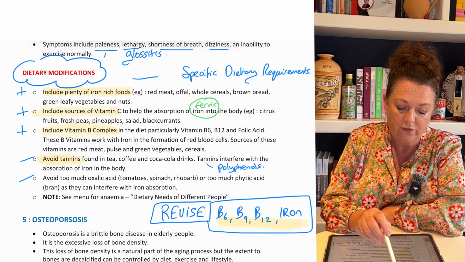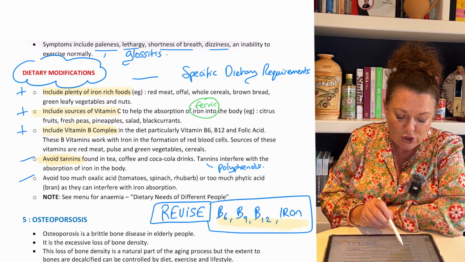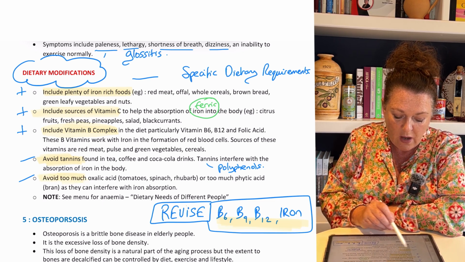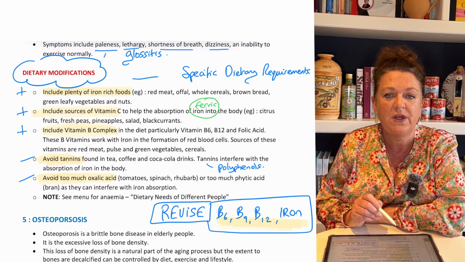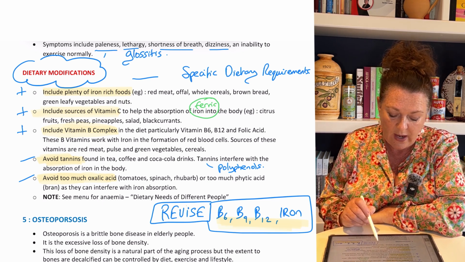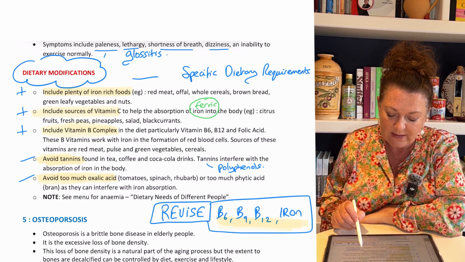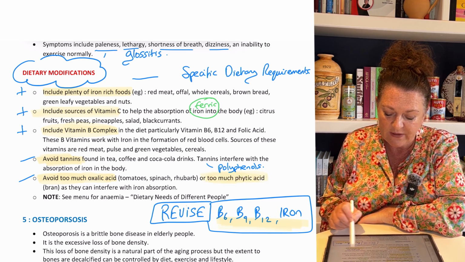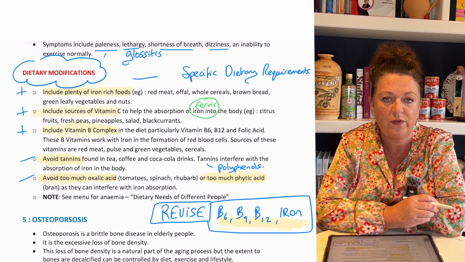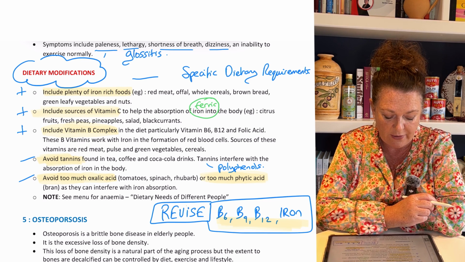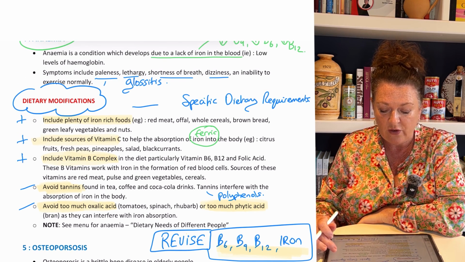And then, of course, don't forget avoiding too much oxalic acid, where you have oxalates formed in the body which interfere with both iron and calcium absorption. And then avoid excess or too much phytic acid, which phytates can form and interfere with the absorption of iron. So just there, a quick recap.